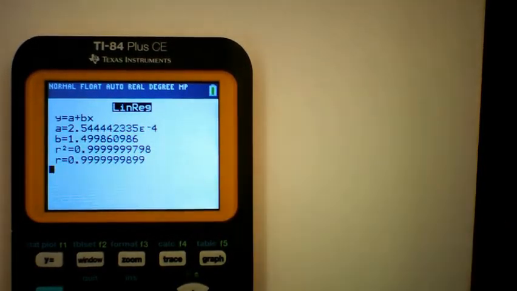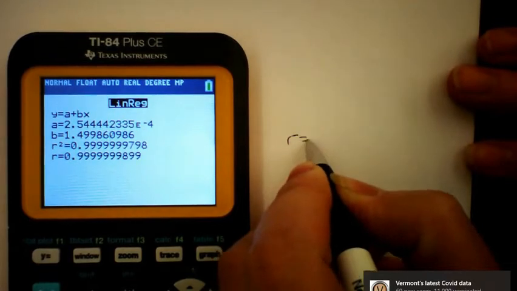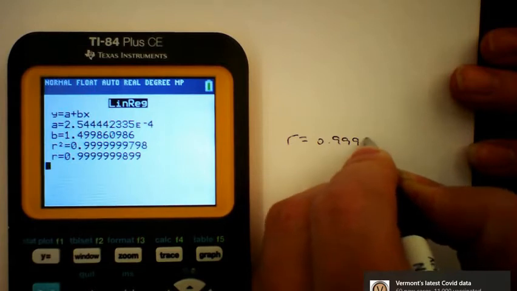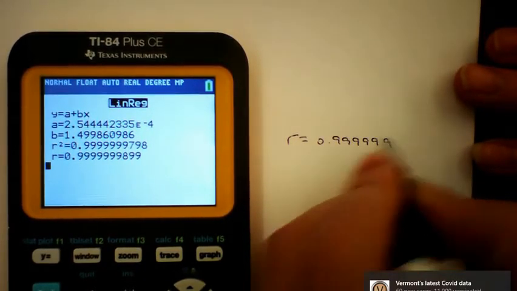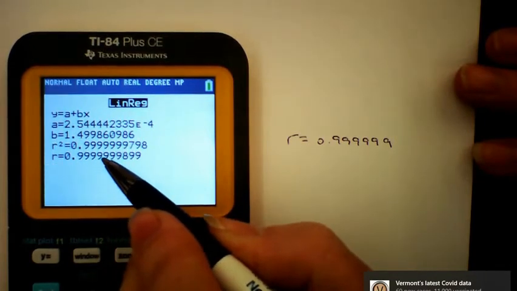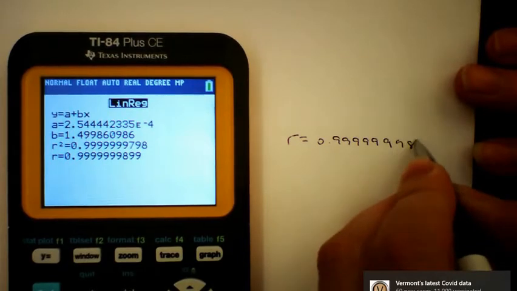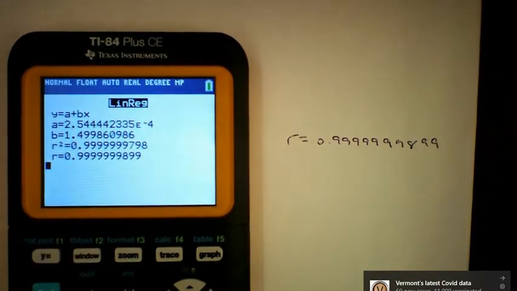And that gives me an extremely nice R value of 0.9999. I don't even know how many nines that is, but there's a lot of nines. At some point, 1, 2, 3, 4, 5, 6, I think I got it. One more, 8, 9, 9. Okay, and so there's my equation for that.